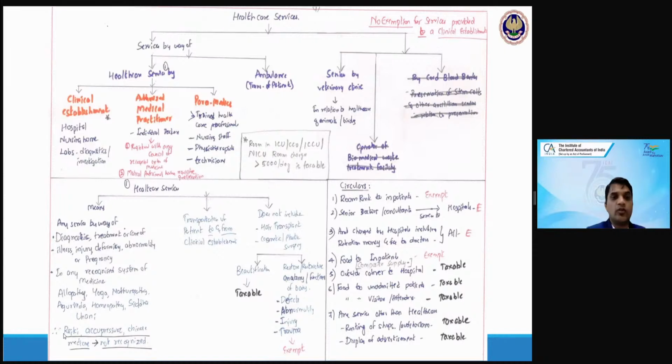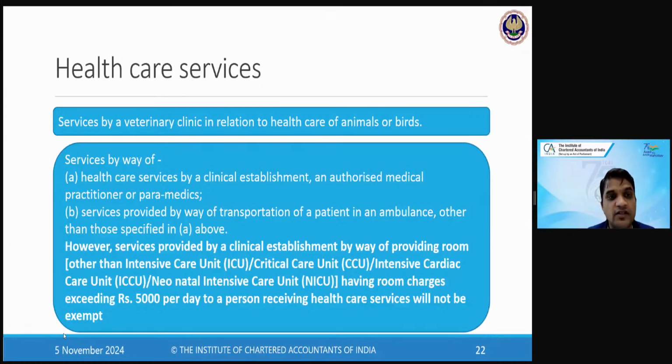Okay. Now we'll go to healthcare services. How is healthcare services defined? So let's get into the definition first. The definition says: service by way of healthcare services, provided by whom? By a clinical establishment. So healthcare services provided by a clinical establishment, an authorized medical practitioner or paramedics.